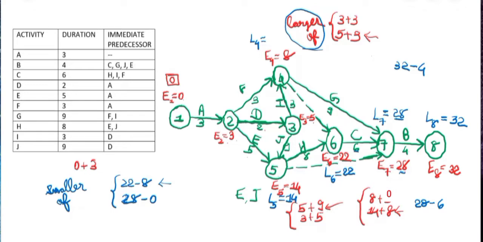Now we'll find our L4. Again 2 arrows are there, so we'll take the smaller of L7 minus 9, that is 28 minus 9, or we'll take 22 minus 0. Then obviously our smaller value will be the first one. So our L4 is 19.